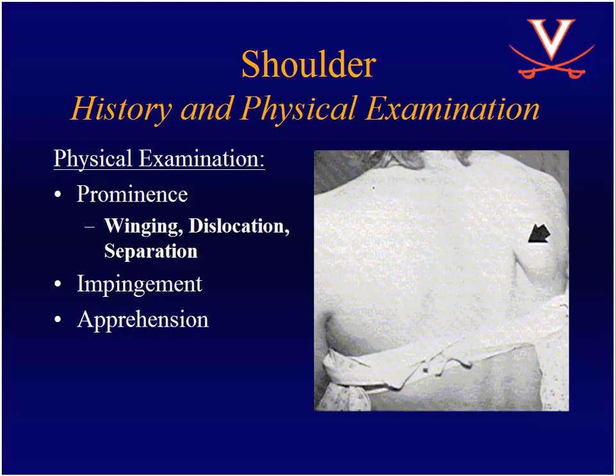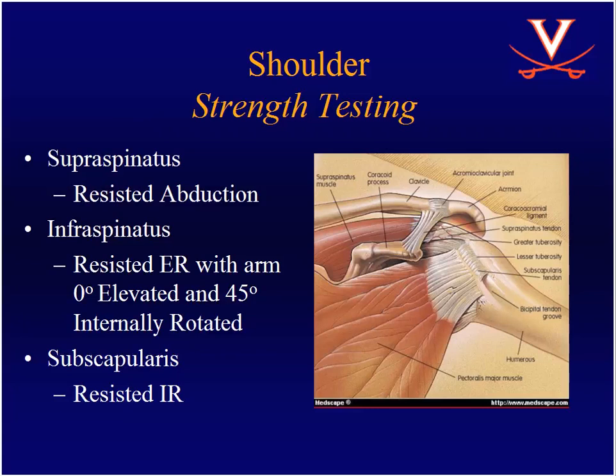How about the physical examination? Well, it's the old Hoppenfeld approach of observation and then examination. And so look first. Look for prominence, winging, dislocations, AC separation. Then do your provocative maneuvers, impingement, apprehension tests after you do your range of motion as well.